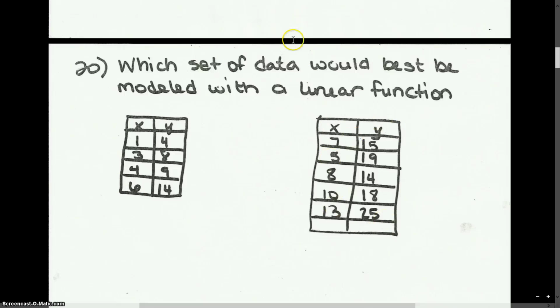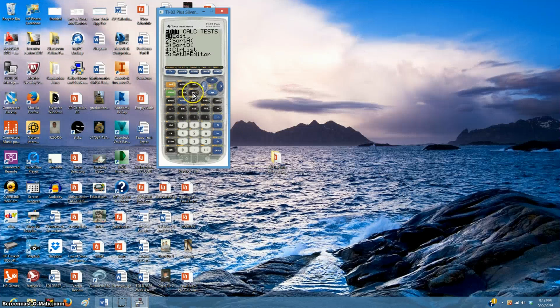We're going to type this new set of data, and everything will be the same at this point. You just need to change your list. So press stat, click on 1 because we're going to edit our list, and go back and retype everything. So 7, 5, 8, 10, 13, and then for the other list, it's 15, 19, 14, 18, and 25. Okay, as you can see, we have that.